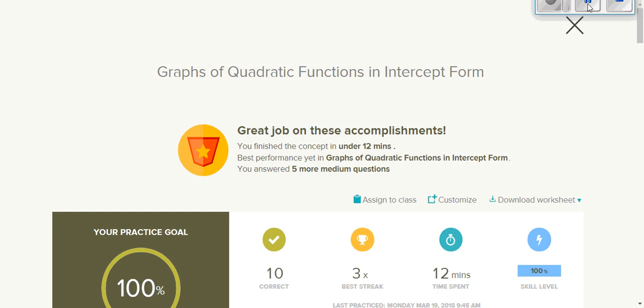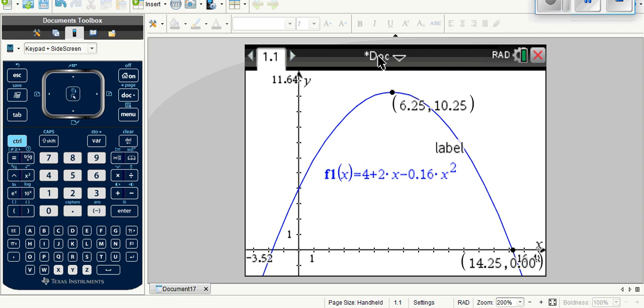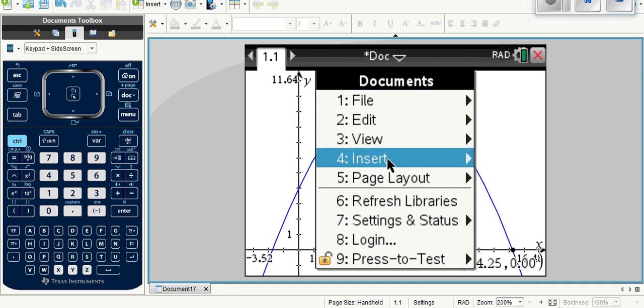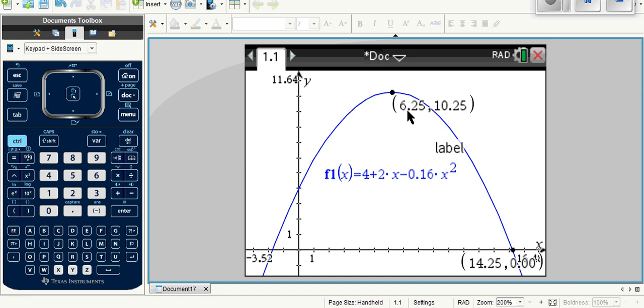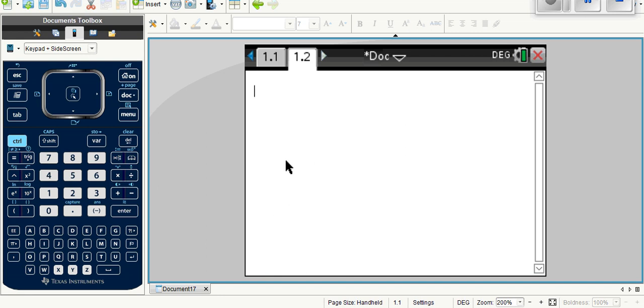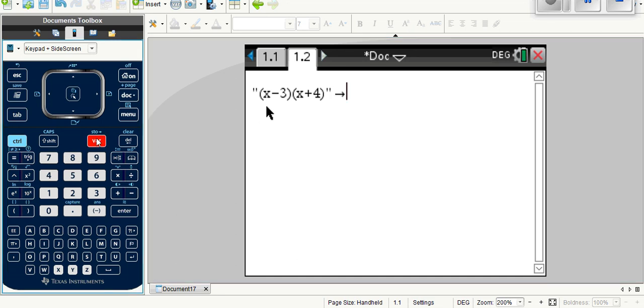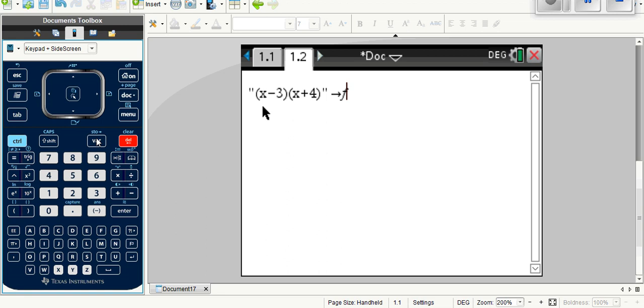That's just 6.3. Okay, so I want you to insert a calculator page. Okay, recording the session, folks. And what I want you to do is we're going to type in x minus 3 and x plus 4, right? And let's store that. Control store into f1 of x, and it's done.